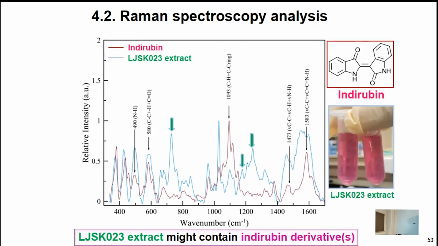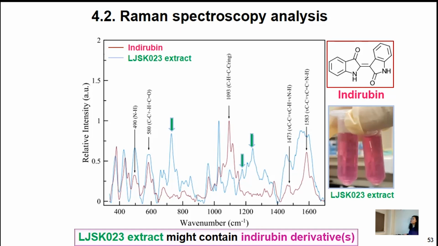So these peaks are the functional groups that are present in indirubin, and it is known. This is like a fingerprint for indirubin. These peaks are for this functional group which appears at this particular wave number. When we did the Raman for our extract, the blue one, this is our peak.